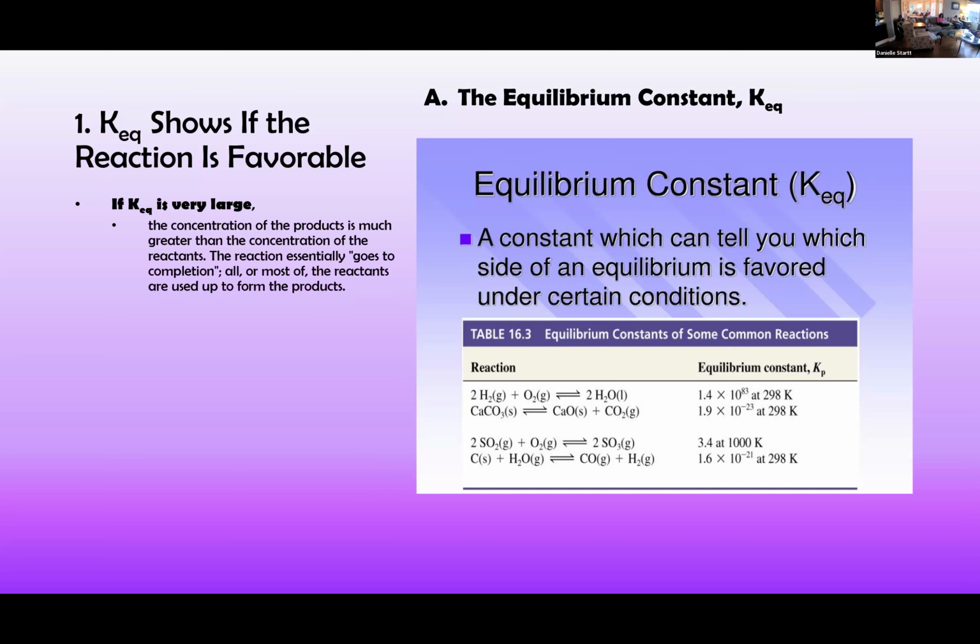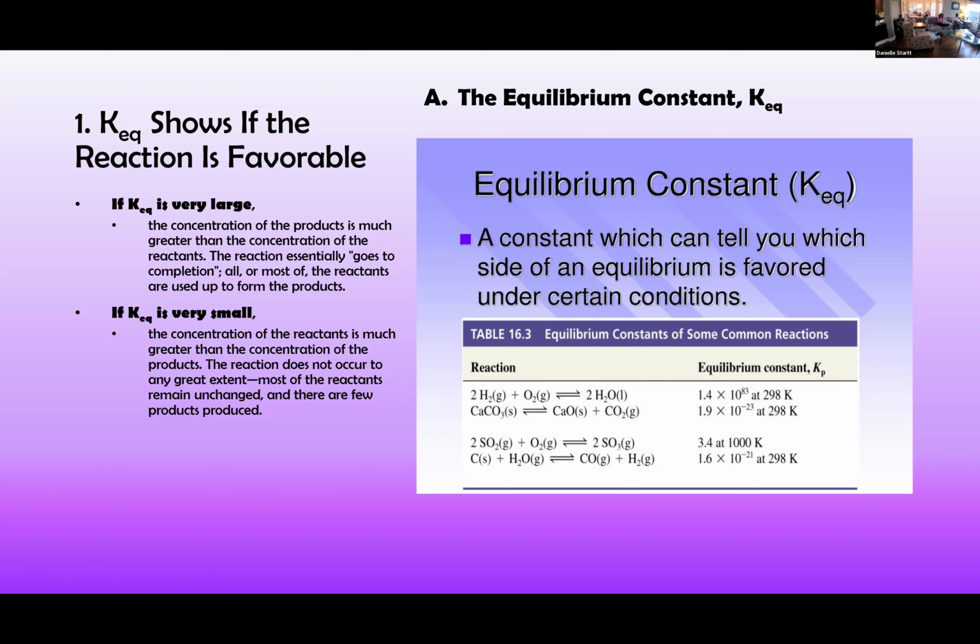The concentration of the products is greater than the concentration of the reactants, and the reaction essentially goes to completion. All or most of the reactants are used up to form the products. All right, now what if your equilibrium constant, K sub EQ, is very small? Yusuf? It's less than one.